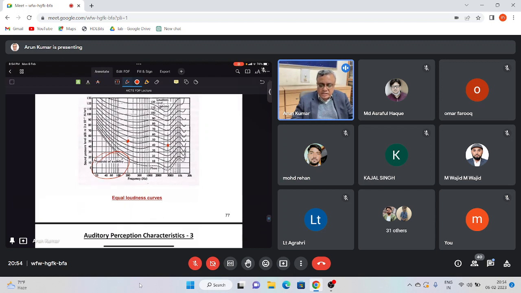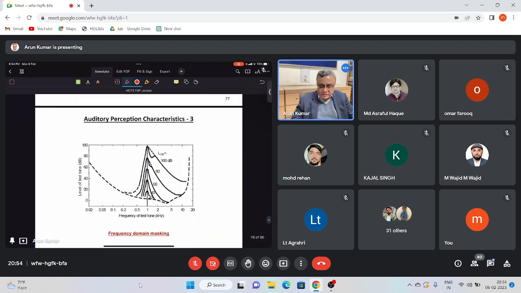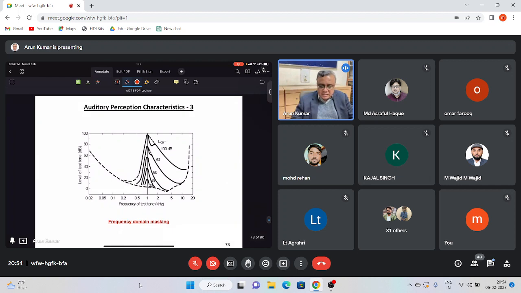So this is another auditory perception phenomenon. The third characteristic is that of frequency domain masking.